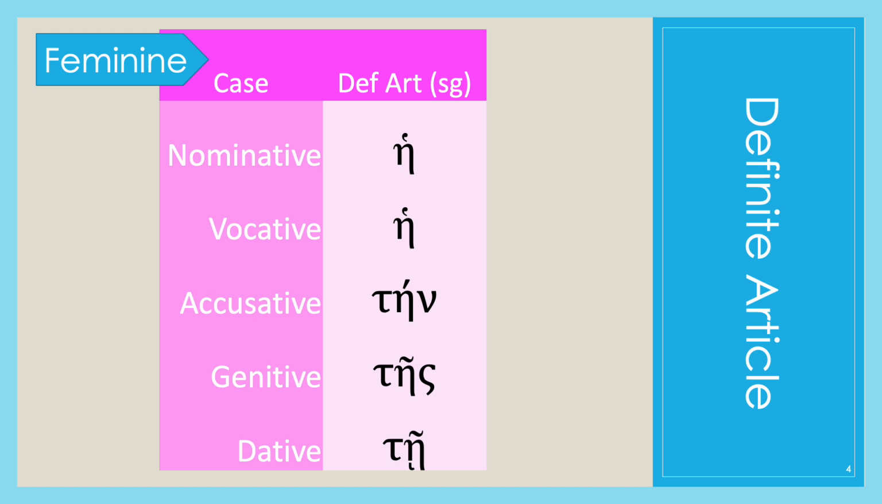For nominative, the definite article in the feminine singular would be hē. It doesn't change for the vocative. Accusative, tēn. Genitive, tēs, with a circumflex. We're going to see that circumflex a lot with the genitive. It's one of the things that tells us there's possession there. And then the dative, tē.